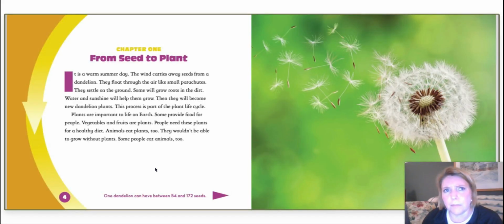I'm also thinking about this, third graders. I'm thinking about how in the last book that we read, we talked about how bees are important for plants to grow. And now this information is giving me some information about how the wind is important as well.